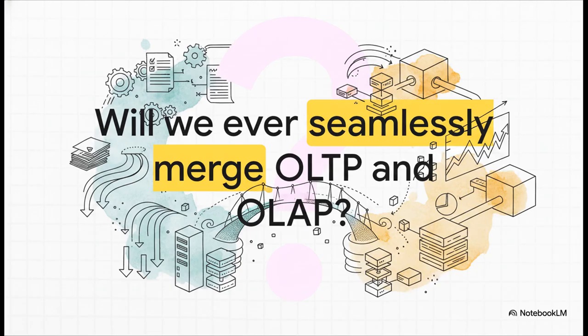So what does this all mean? Will the industry ever find a way to seamlessly merge transaction processing and analytics into one perfect box? Or is this fundamental divide just a permanent fixture of software engineering? It's a fascinating question to chew on the next time you're architecting a system.